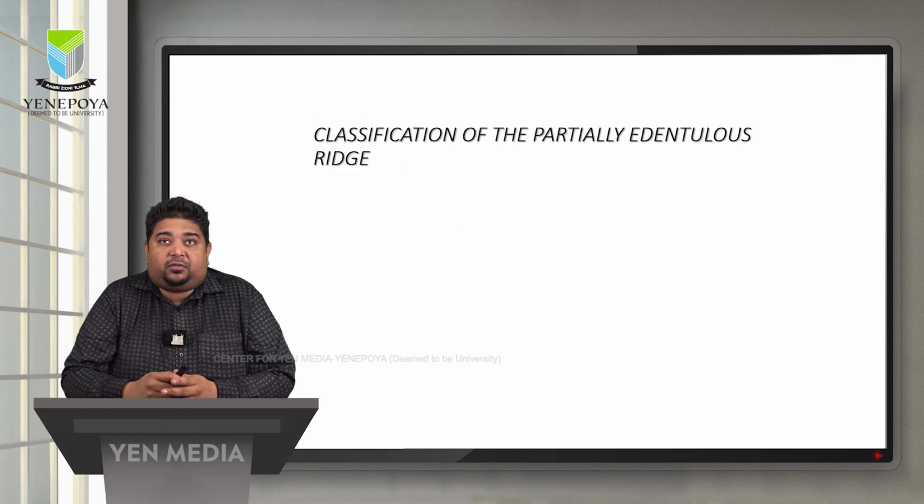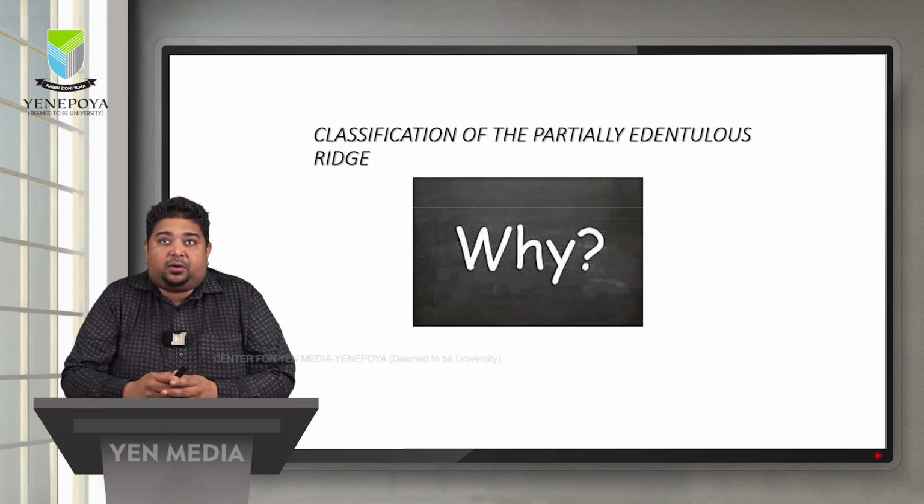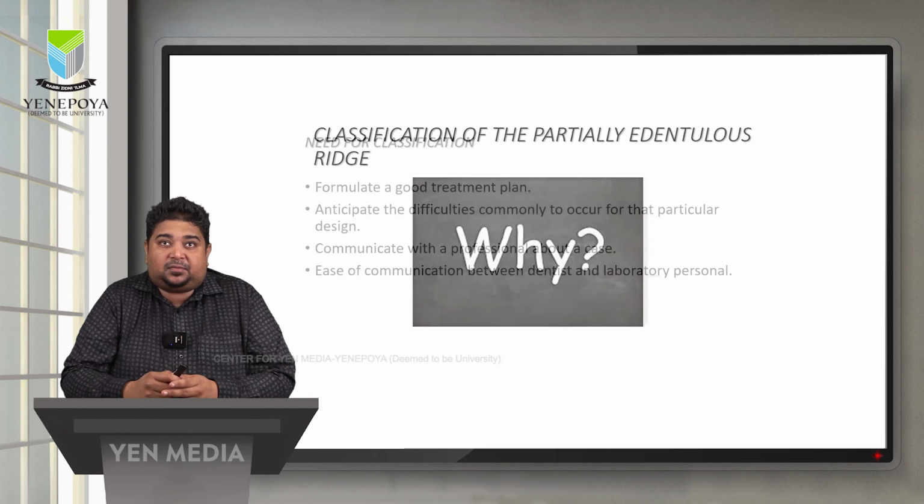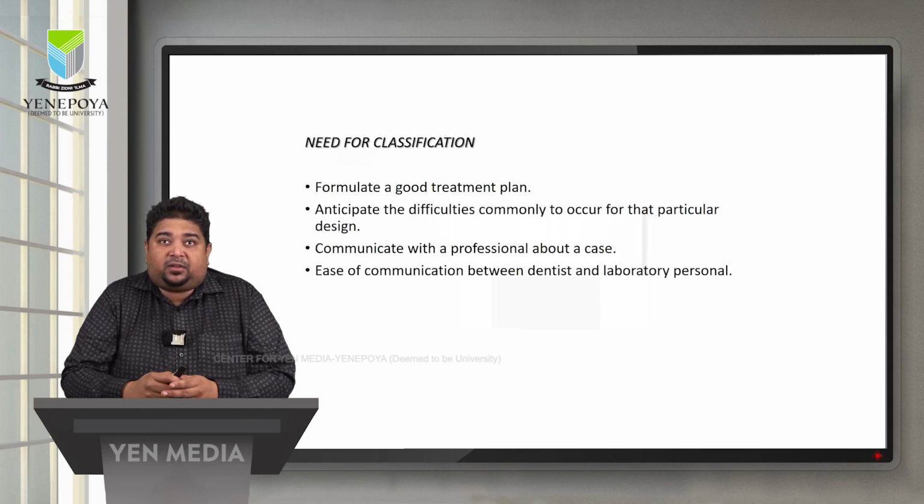Coming to classification of partially edentulous ridges. Why do we need to classify this? The need for classification is basically to formulate a good treatment plan, anticipate the difficulties commonly to occur for that particular design, to communicate with the professional about a case, and for ease of communication between the dentist and the lab personnel.